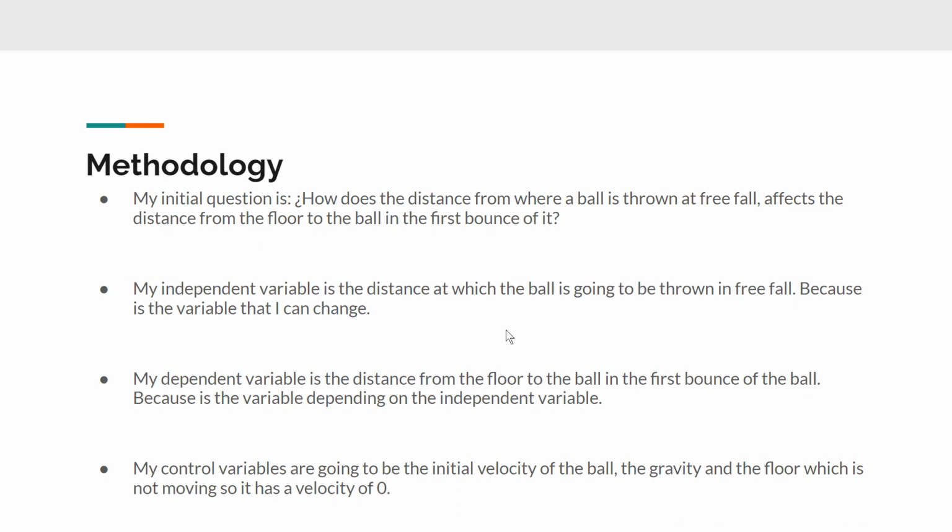My control variables are going to be the initial velocity of the ball, the gravity, and the floor, which is not moving, so it has a velocity of 0.